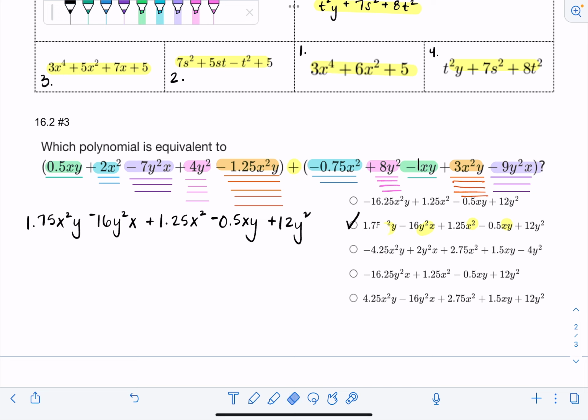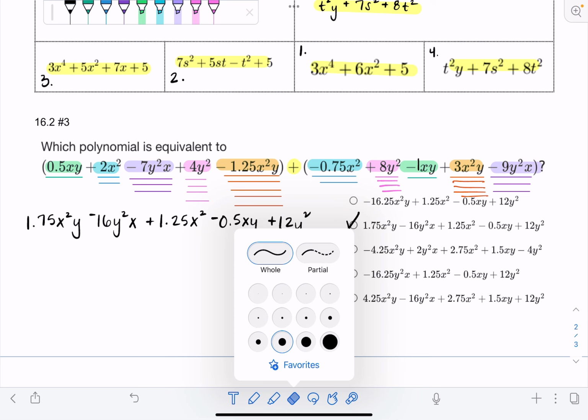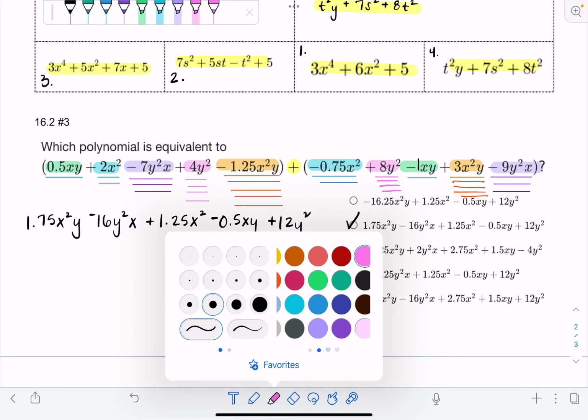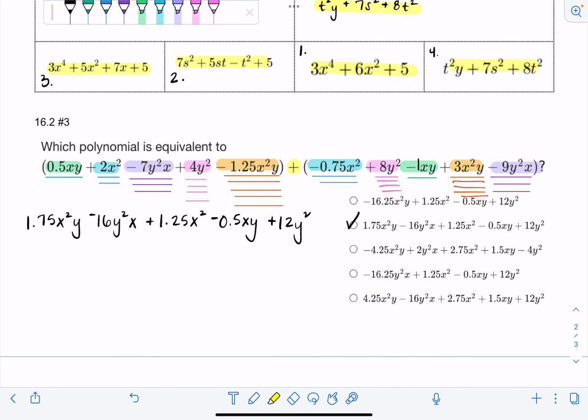So altogether, it was, sorry. This stuff is not cooperating today. So 1.75 x squared y, -16 y squared x, 1.25 x squared, minus 0.5 xy, and then 12y squared at the end.